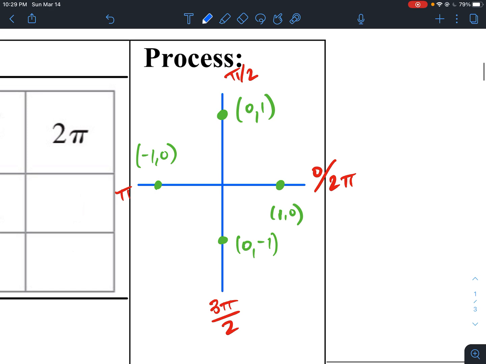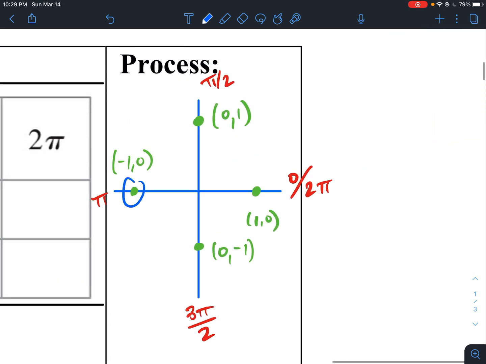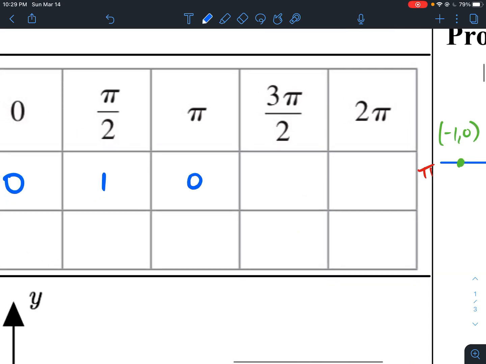Pi over 2 would give me this point right here. So my y is 1, so 1 over 1, which is 1. And if I go to pi, that's this point right here. My y is 0, so 0 over 1, which would be 0.